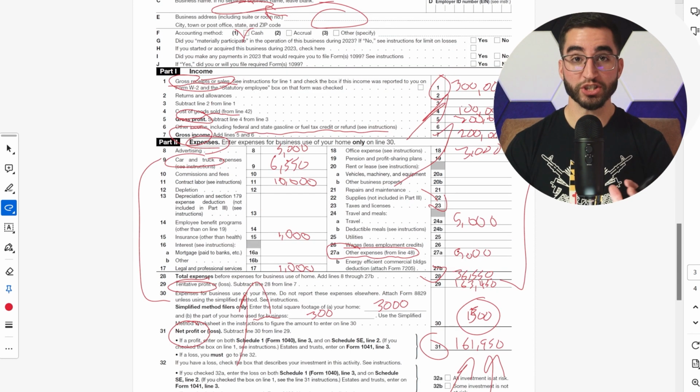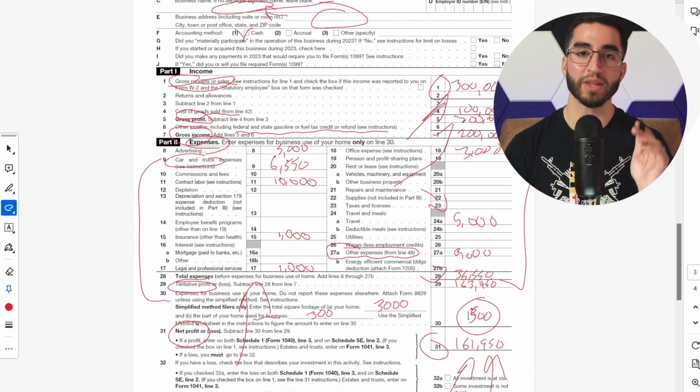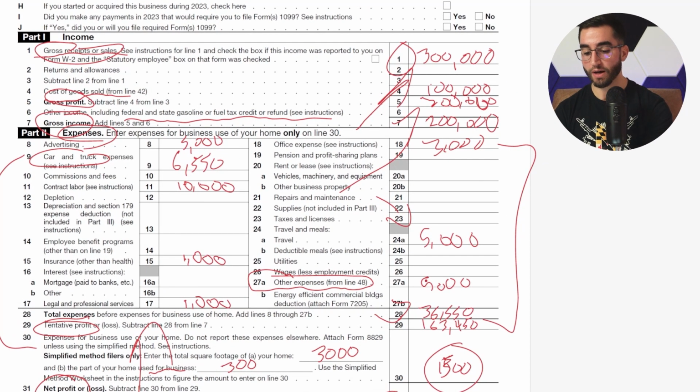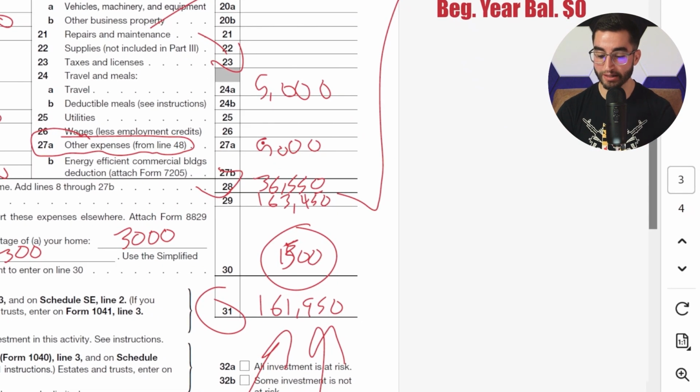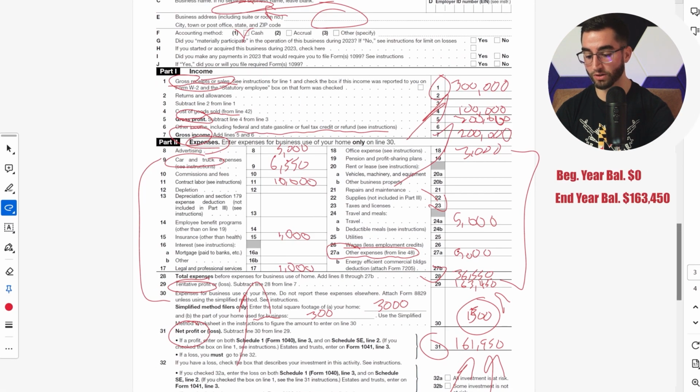Just to give you a little visual representation of what I'm talking about, let's say that in the year you started off with a beginning year balance in your bank account of $0. And then the only money that's ever come into this bank account is what the business earned. And we could see that the business technically brought in a net of $163,000 by the end of the year, right? So by the end of the year, it brought in $163,450. So on December 31st, that's what's in your bank account, right? If you drew nothing out, this is the amount of money that would be in your bank account if you drew none of that money out.